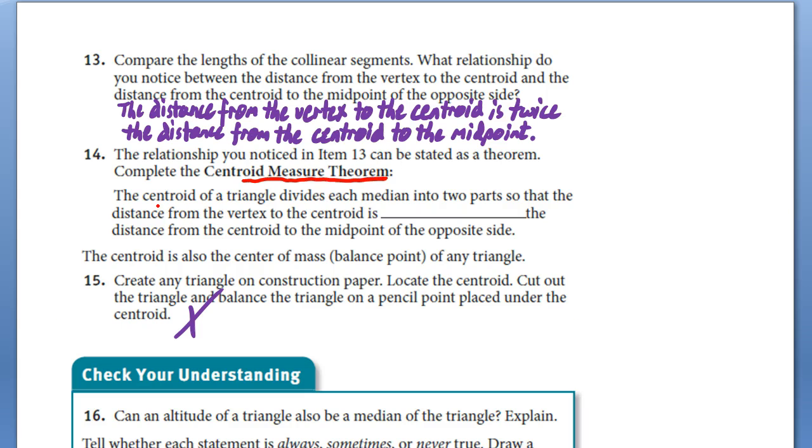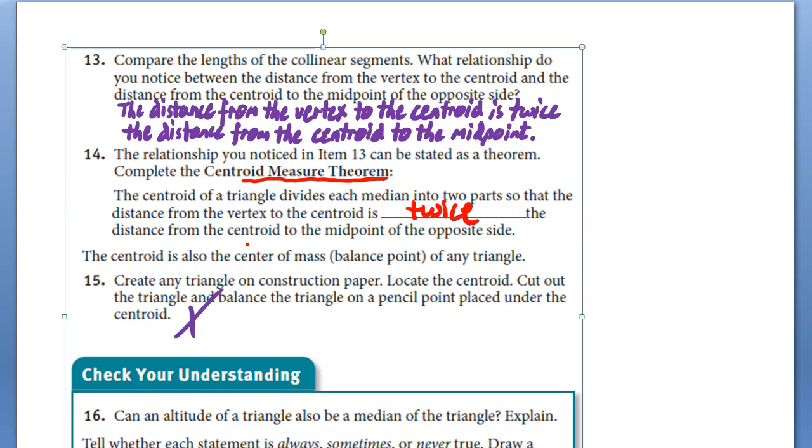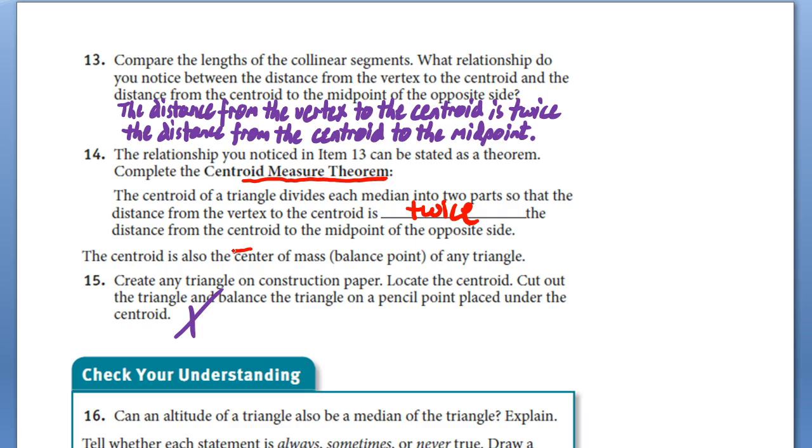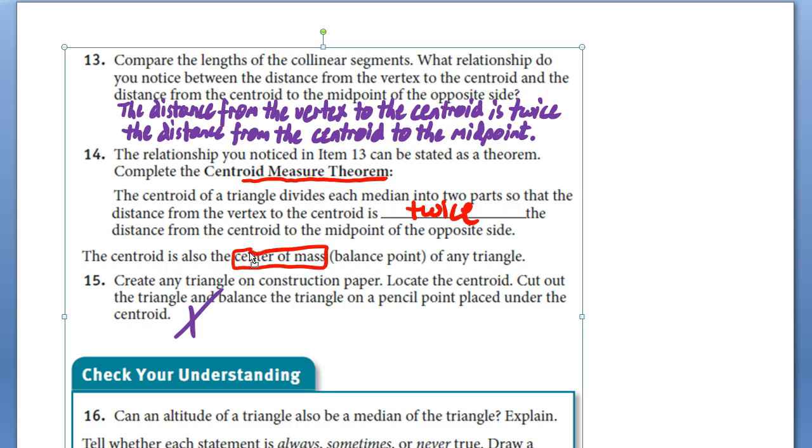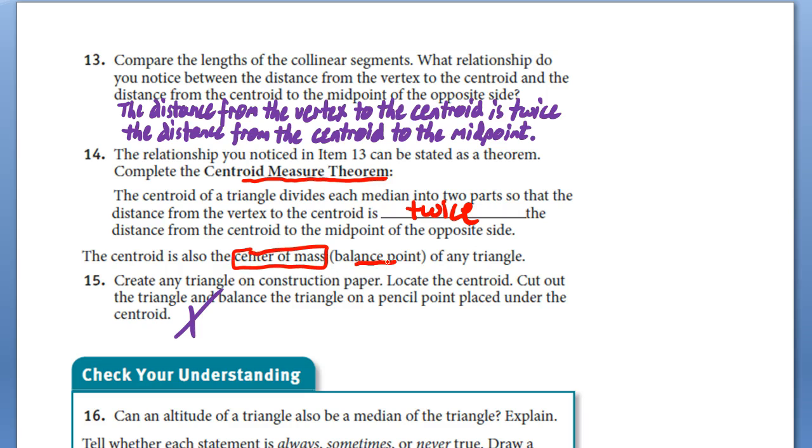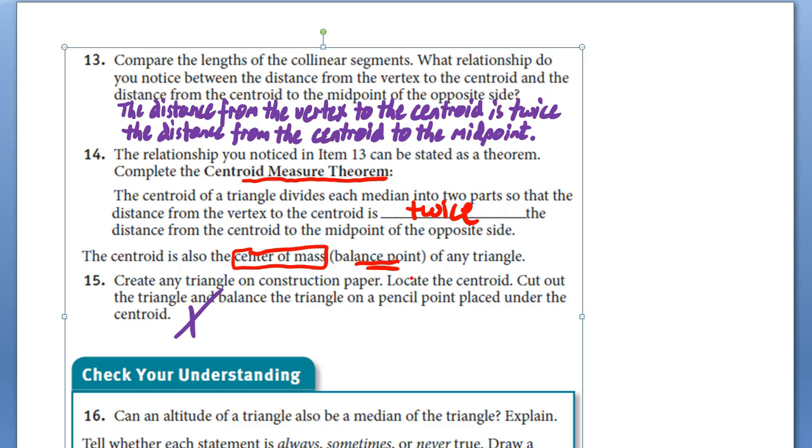Here it is one more time. The centroid of a triangle divides each median into 2 parts so that the distance from the vertex to the centroid is twice the distance from the centroid to the midpoint of the opposite side. The centroid is also called the center of mass of the triangle, or the balance point of any triangle.